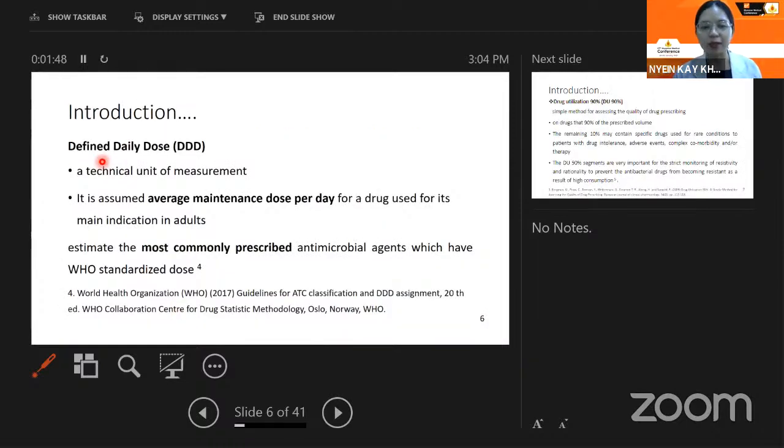Defined daily dose (DDD) is a technical unit of measurement. It is the assumed average maintenance dose per day for a drug used for its main indication in adults. It estimates the most commonly prescribed antimicrobial agents, which are WHO standardized doses.